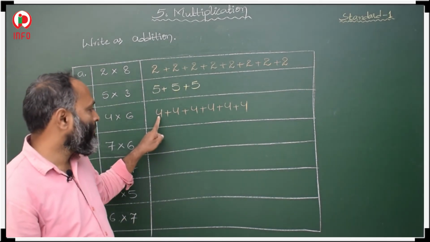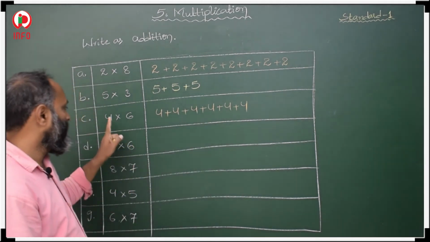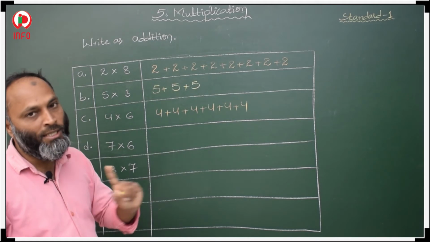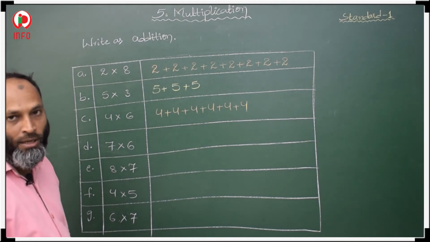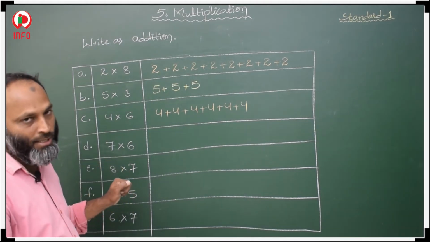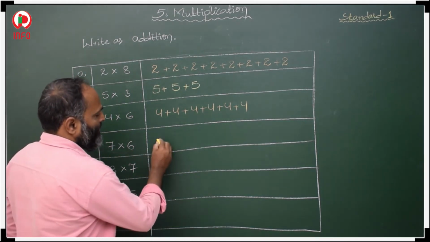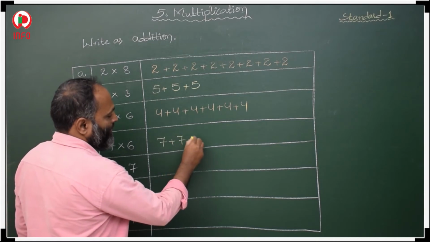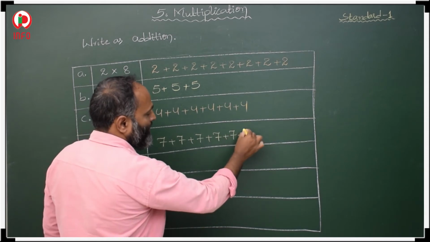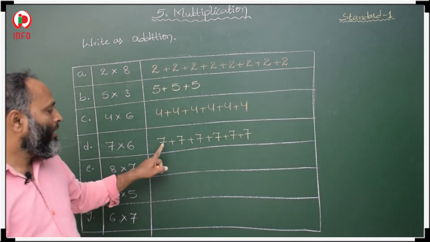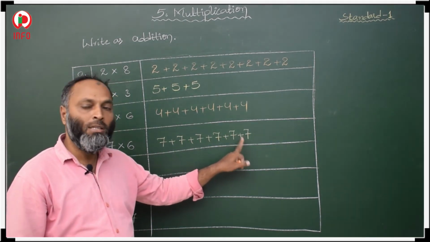Now you check how many times. 1, 2, 3, 4, 5, 6. 6 times. So 4 into 6 means we have to add 4, 6 times. Now 7 into 6. It is into, the multiplication sign. Then we have to add 7, 6 times. That is 7 plus 7 plus 7 plus 7 plus 7 plus 7. Now you check. 1, 2, 3, 4, 5, 6.